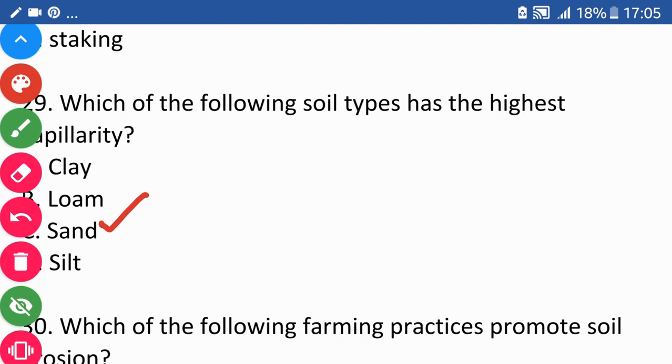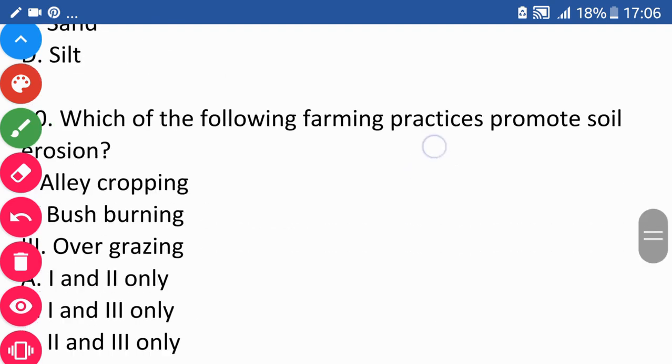No, sorry. Which of the following soil types has the highest capillarity? Capillarity is the ability of water to rise in a thin tube. So highest capillarity, ability of water to rise faster. It isn't sand, it is clay. Because clay is known to have smaller air pores, so water will rise in it faster than sand. So the answer is A.